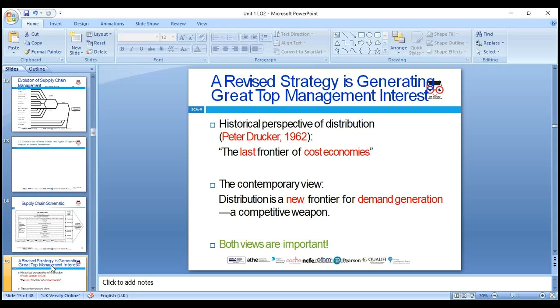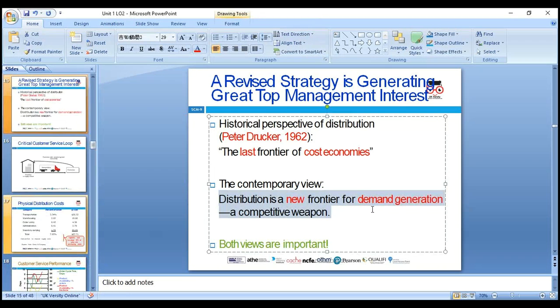Then they say a revised strategy is creating great top management interest. See, the management interest, no doubt, comes from a historical perspective of distribution. According to Peter Drucker, the last frontier of cost economy is logistics. You may make it cost effective, but maybe you can't distribute it cost effectively. The contemporary view is that distribution is a new frontier for demand generation, a competitive weapon. So this is a competitive weapon if we want to use it as an organization.